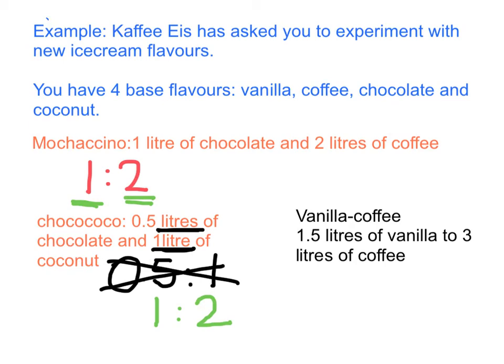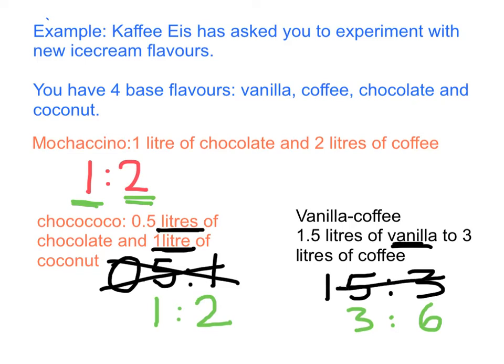And lastly, the vanilla coffee combo has 1.5 litres of vanilla to 3 litres of coffee. So we'd write this like this, 1.5 to 3. And again, we don't like the decimal in there, so we're going to multiply both of those by 2, and we'll write it as 3 to 6. Now, if I look at that one, we know that we don't like this one, but 3 to 6 is not the simplest way to write that ratio.